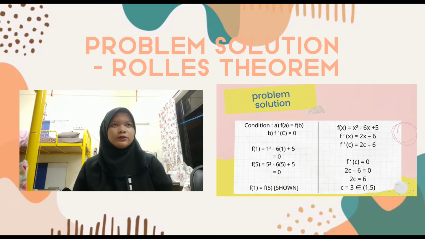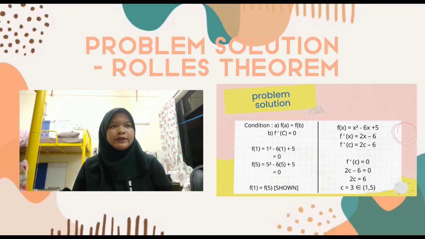So here is the problem solution. As we know, Rolle theorem has two conditions that we need to satisfy. The first one is f(a) equals f(b), and the second one is f prime c equals 0. To fulfill the first condition, we substitute the value a, which is 1, into the equation and the answer is 0. Next, we substitute value b, which is 5, into the equation and the answer is 0 too. From the substitution, we can see the first condition was satisfied.